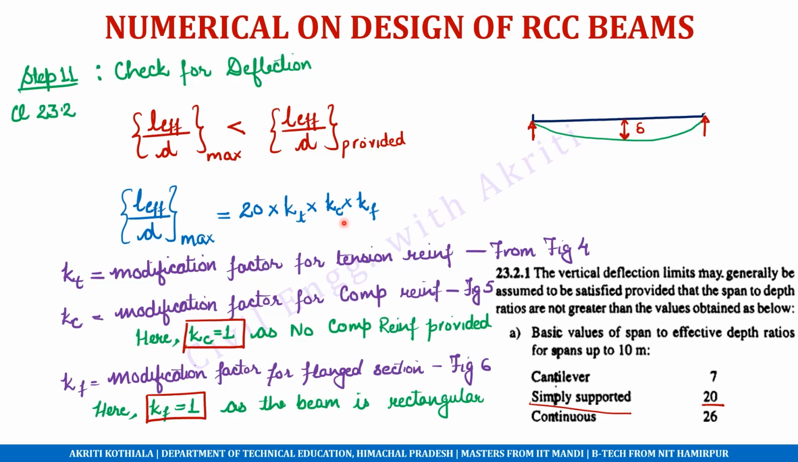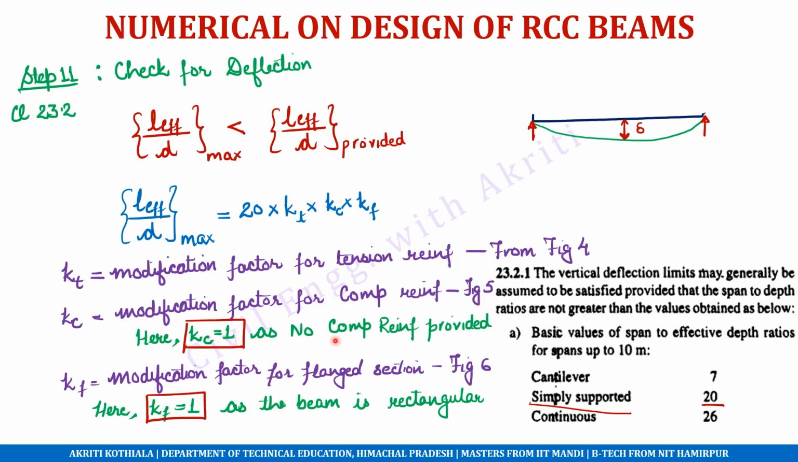So what are these KT, KC, and KF? KT is the modification factor for tension reinforcement. The tension reinforcement which we have provided, we will introduce a modification factor because it will affect the deflection. We can obtain this from figure 4 of the code. Then KC is modification factor for compression reinforcement. Again, when we provide the compression reinforcement, it will affect the maximum value of deflection or L effective upon D. This can be obtained from figure 5 of the code.